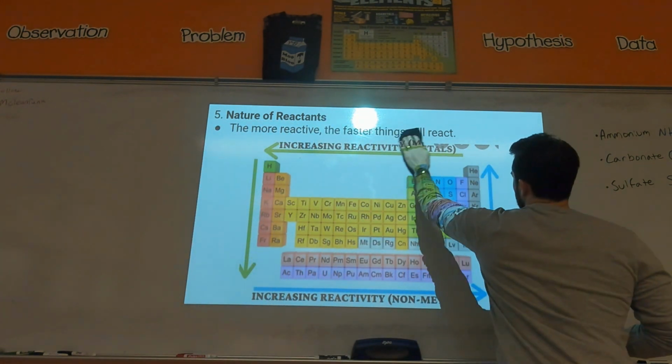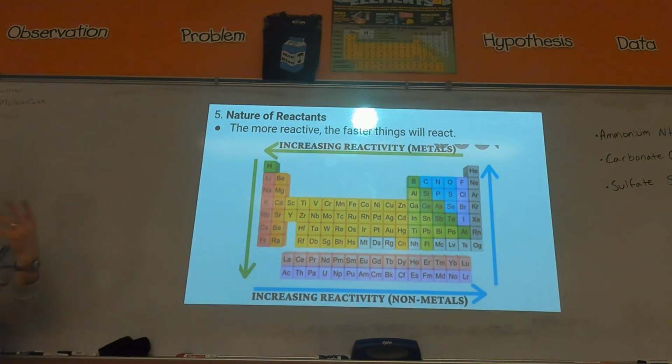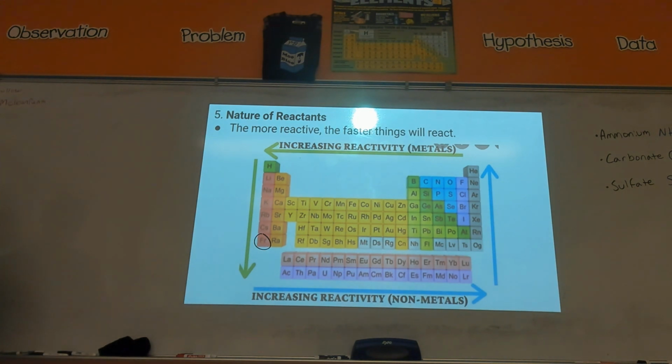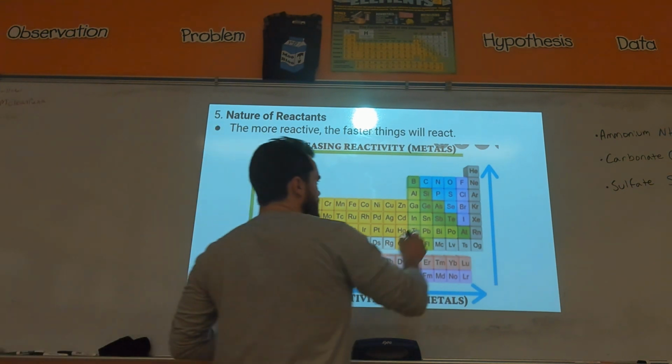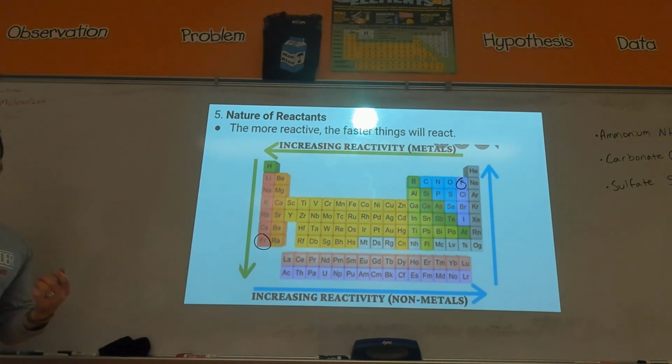If you think back to periodic table trends, one of them we talked about was the reactivity of elements. If you were a metal, we said that metals will increase in reactivity towards the bottom left, where francium is the most reactive metal. And for non-metals, the trend is you go towards the top right, excusing the noble gases. That's why the noble gases are grayed out, because they buck that trend. Fluorine is the most reactive non-metal.